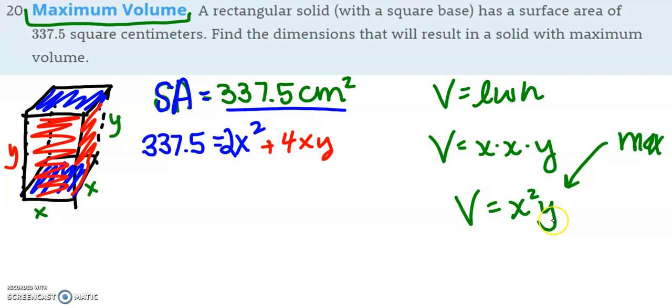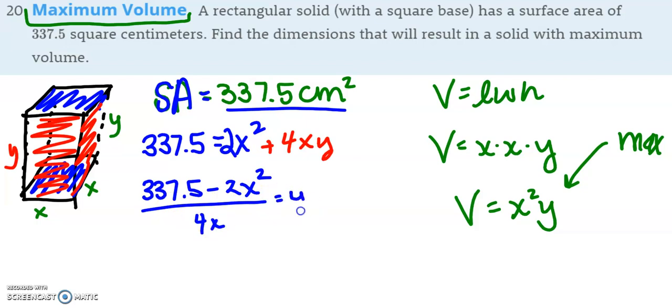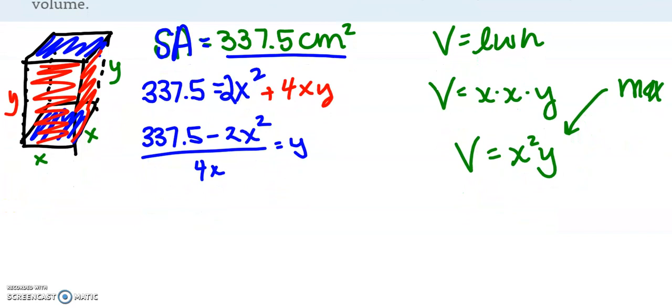Well, this is what I want to take the derivative of, but I have 2 variables that my volume is dependent on, so I'm going to go ahead and solve for y. So if I solve this for y, I'm going to get 337.5 minus 2x squared all over 4x is equal to y. So I can go ahead and put that into my volume equation.